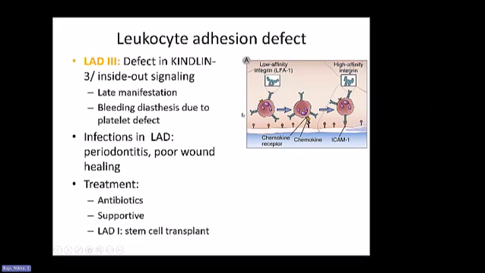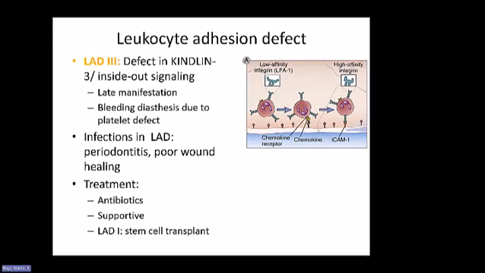Defect is in kindlin-3. Kindlin-3 is a molecule, so if the gene encoding kindlin-3 is defective, it leads to LAD type 3. These patients present a little later in life. They have infections, but the bigger issue is bleeding because of a platelet aggregation defect. The number of platelets is normal.